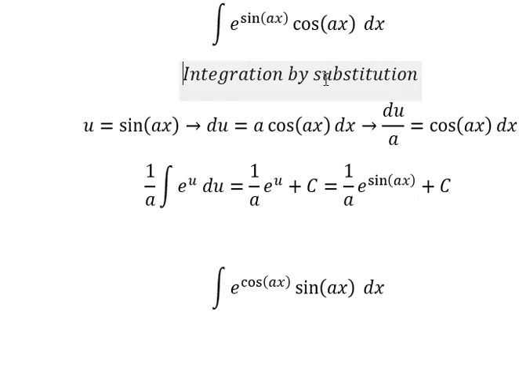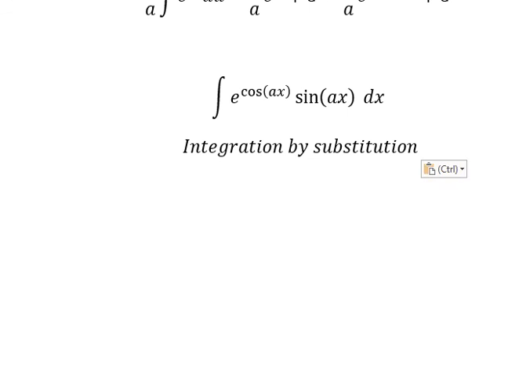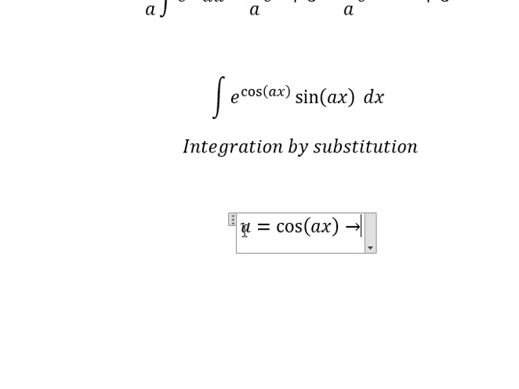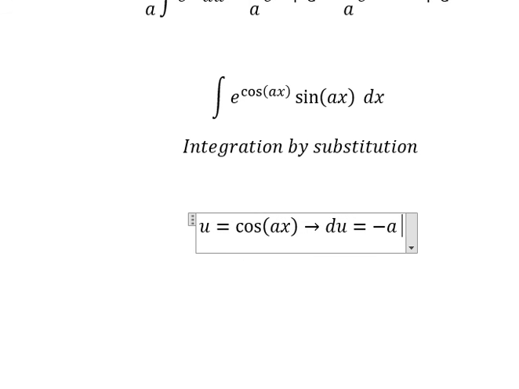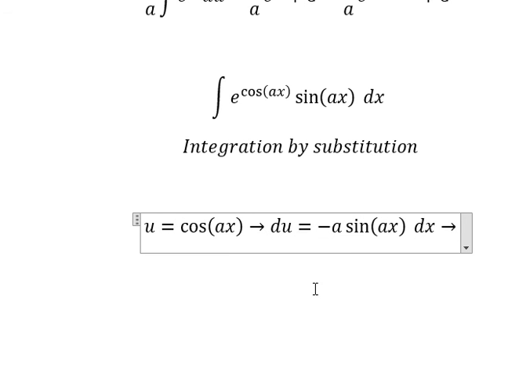Now we do similar for the second one. So I will put u equals to cosine as. Later that, we do first derivative for both sides. And we have negative a sine as ds. Because we don't have negative a, so we need to divide both sides by negative a.